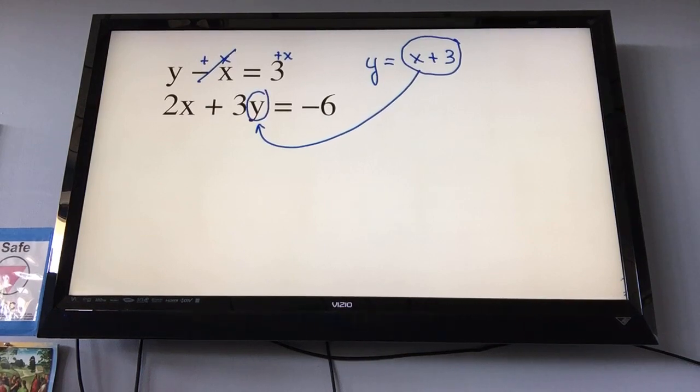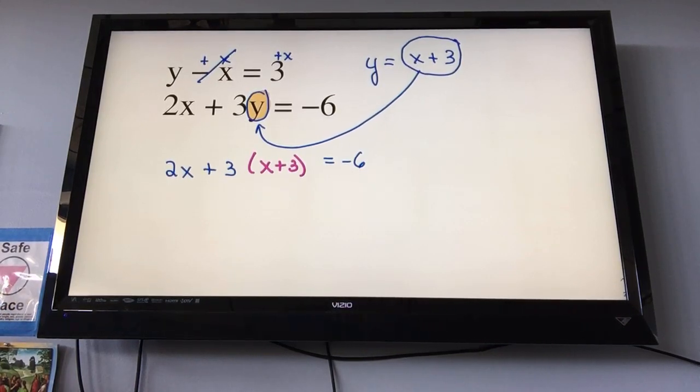We're gonna go into the other equation for y this time. Because it says y equals, it's gonna sub into the other equation for the y. So y is gonna come out, and x plus 3 is gonna go in. So our solving skills are hugely important here. Again, the y came out, the x plus 3 went in, everything else stayed exactly the same. 2x plus 3 equals negative 6.